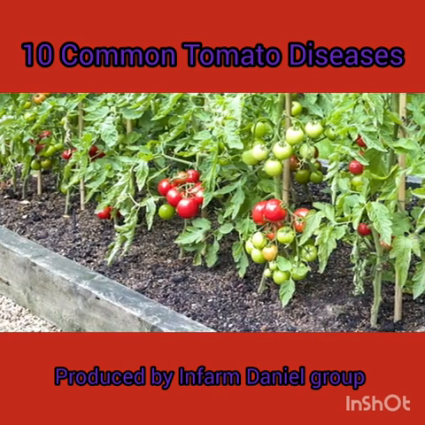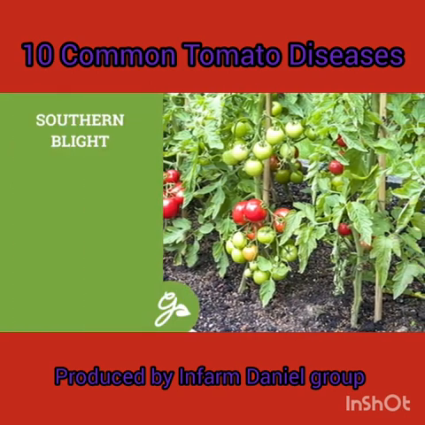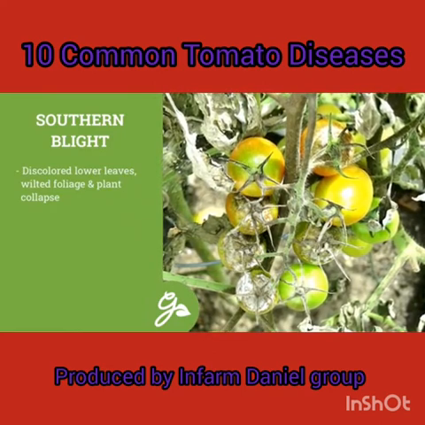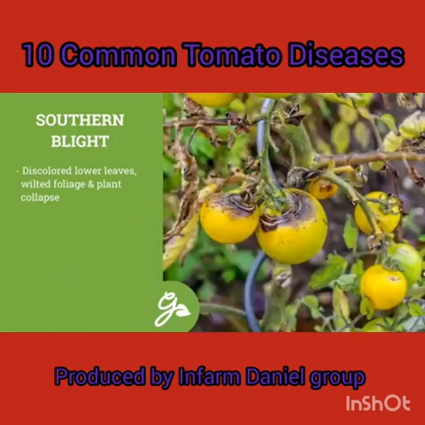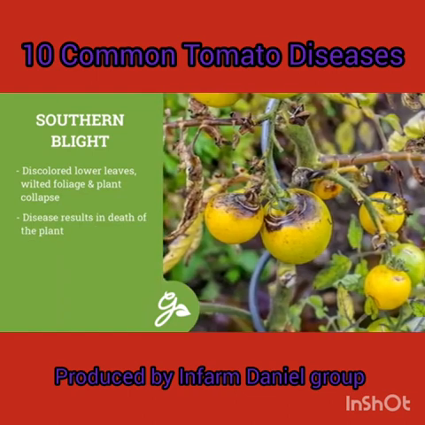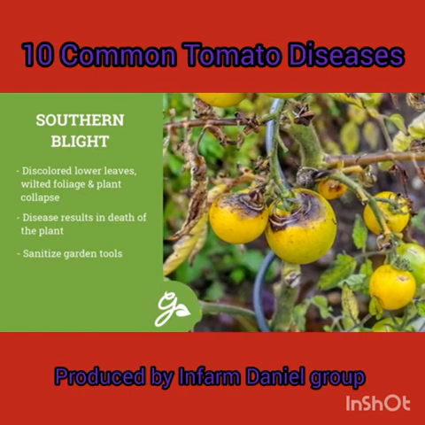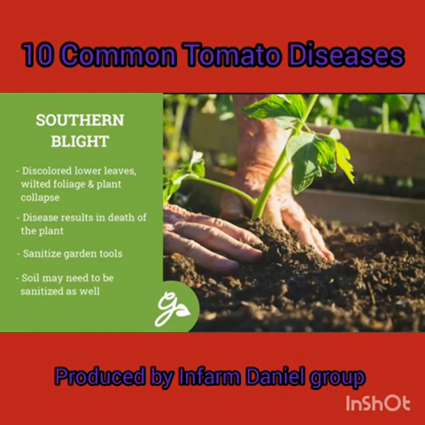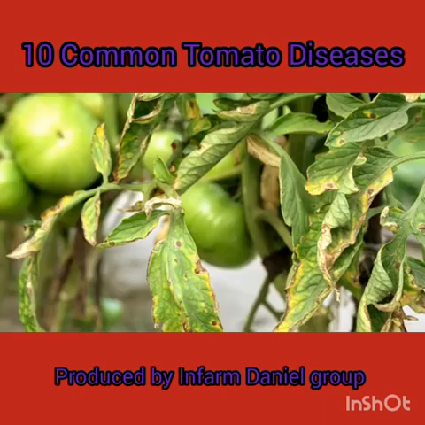Southern blight most often occurs in the summer months when the soil is warm and moist. Discolored lower leaves, wilted foliage, and plant collapse are symptoms of this disease that usually results in the death of the plant. Good sanitation is the best treatment. The soil itself may also need to be sanitized. For instructions on this method, see the link in the description.